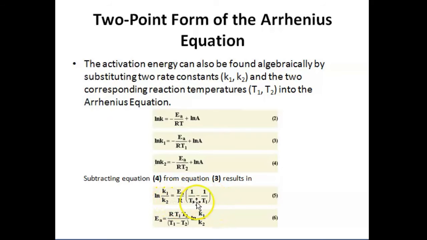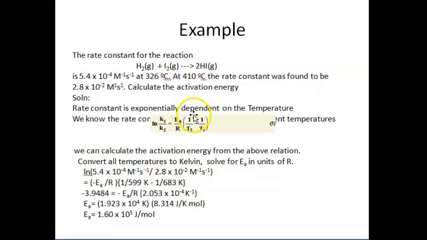We can rearrange this equation in order to calculate the activation energy. So, we get Ea = R T1 T2/(T1 - T2) × ln(k1/k2). And this formula is also used to solve numerous numericals. So now let us take an example.